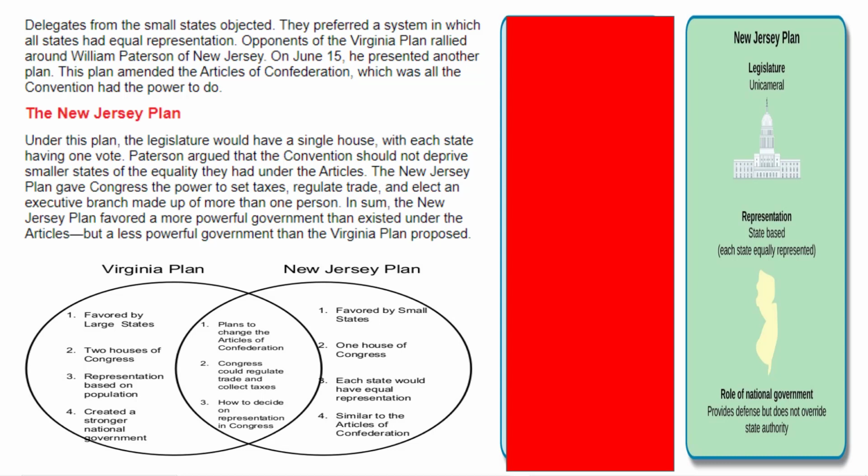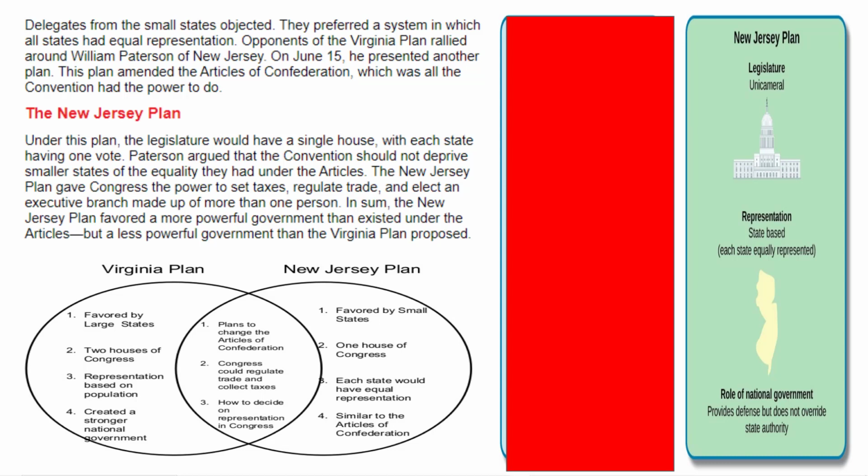The second major difference is that each state would have one vote under the New Jersey Plan, whereas in the Virginia Plan, it would be based on the number of representatives that your state had. So the more populated states would have more votes. Under the New Jersey Plan, each state would have just one vote. And three, another major difference is that the Virginia Plan would have the executive, or the president, picked by the members of the legislature. Under the New Jersey Plan, the executive branch would be made up of more than one person. So you wouldn't have just one president, you'd have a group of people making up the presidency, or the executive branch.